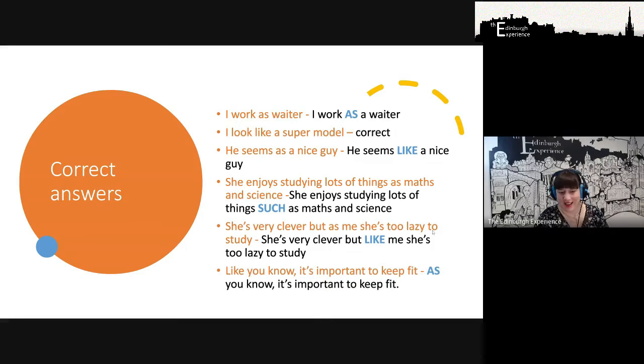Yeah. In my experience, the ones that people make the most errors with is this one here, right? The such as. This one here, but like me. She's very clever, but as me. Yeah. Getting these ones wrong. Okay, they're the ones to really be careful with, because they're the ones that cause the biggest problems. All right, and these, again, I mean, they're not terrible errors, guys.